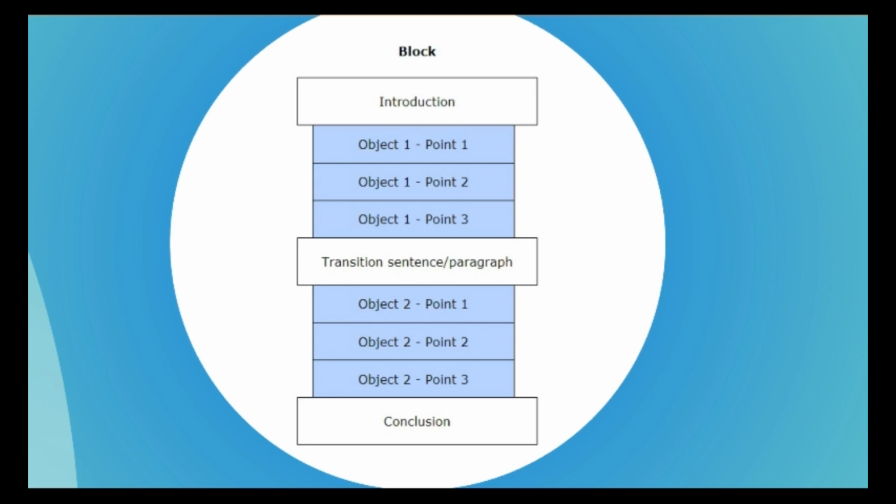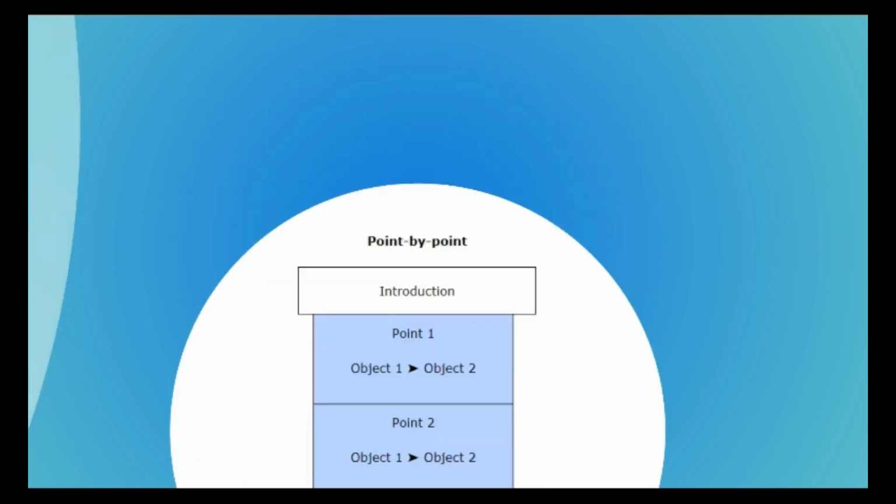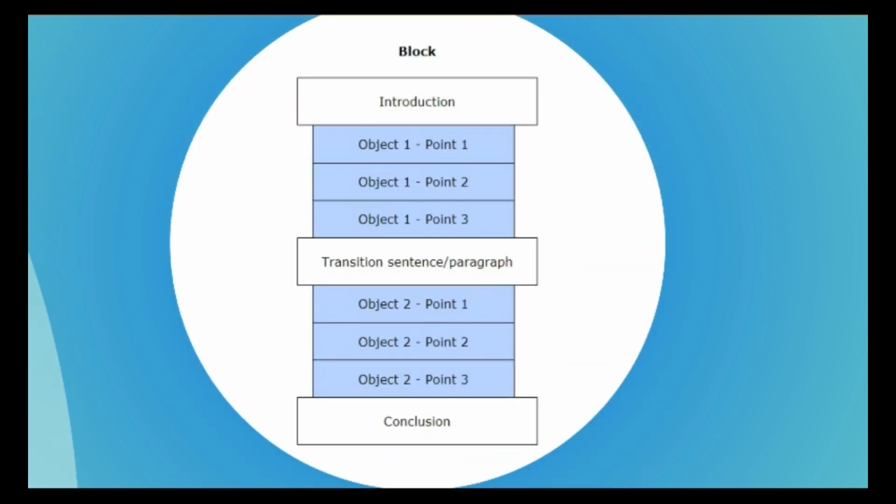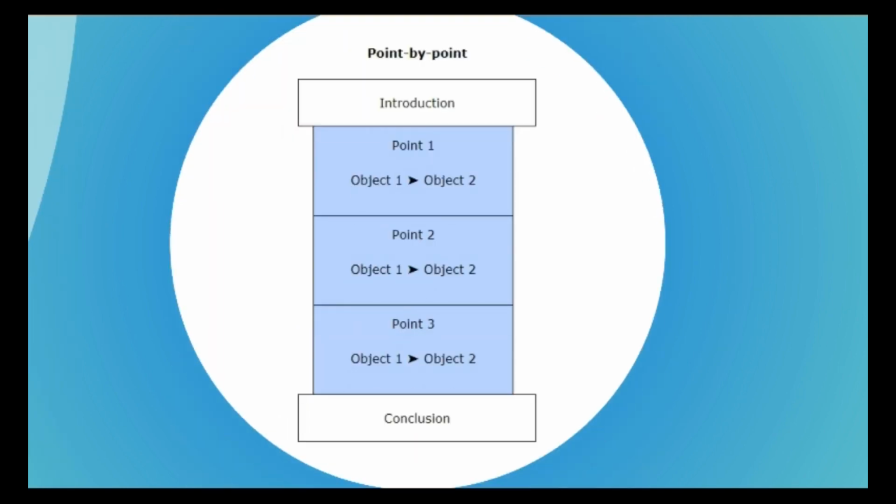For the point-by-point structure, each similarity or difference for one object is followed immediately by the similarity or difference for the other. Both types of structure have their merits. The former is easier to write, while the latter is generally clearer as it ensures that the similarities or differences are more explicit. Diagrams of the two types of structure, block and point-by-point, can be found on the website.